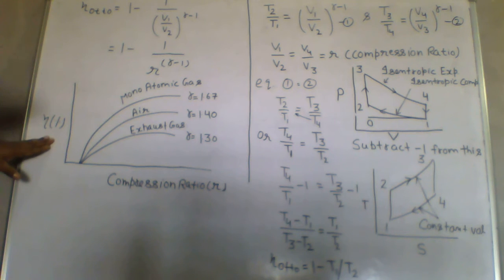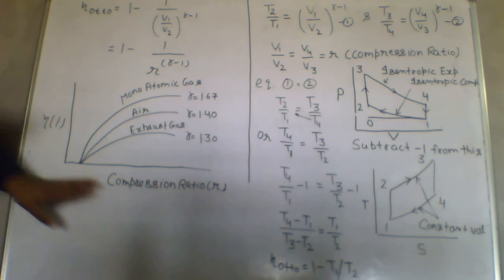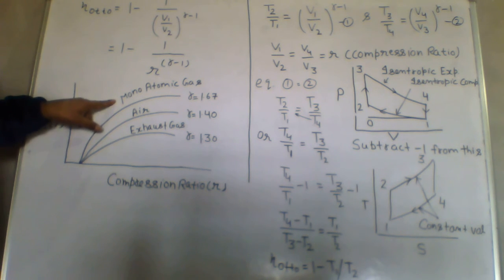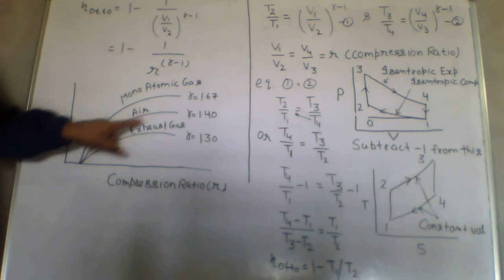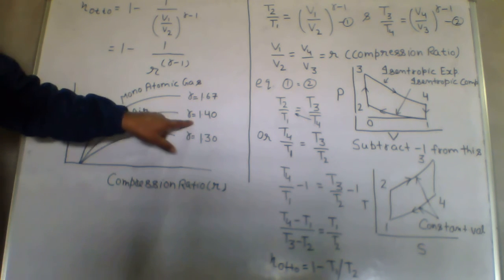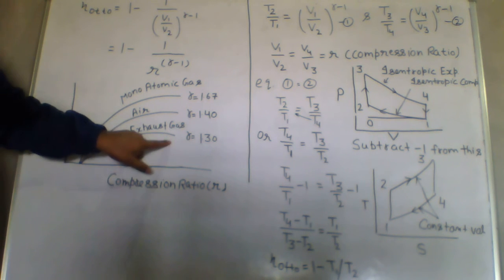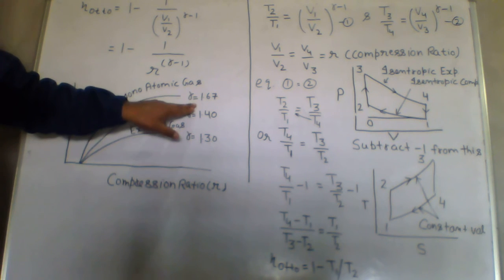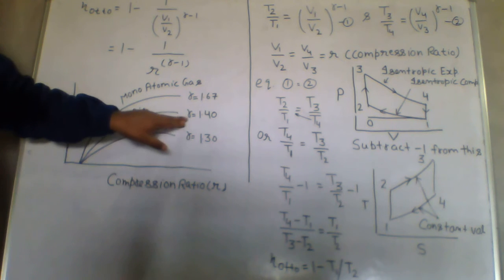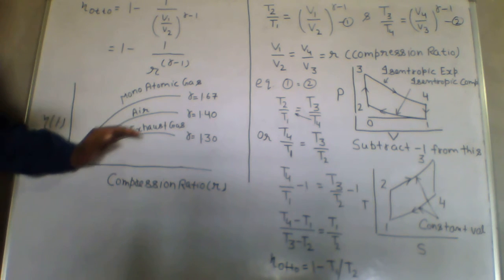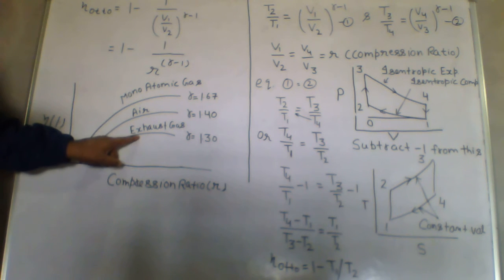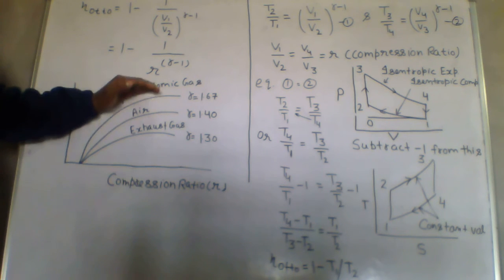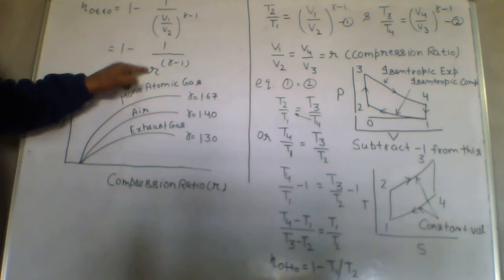You can see in this graph, which is between efficiency and compression ratio, we have three curves here. One is for monatomic gas, for which gamma is 1.67. Second is for air, for which gamma is 1.4. Third is exhaust gas, for which gamma is 1.3. So if the gas is monatomic, the efficiency will be maximum. If we take air, the efficiency is intermediate. If you take exhaust gas, which is actual after burning, we have exhaust products, so gamma is equal to 1.3. So the efficiency will vary with the gamma and with compression ratio.